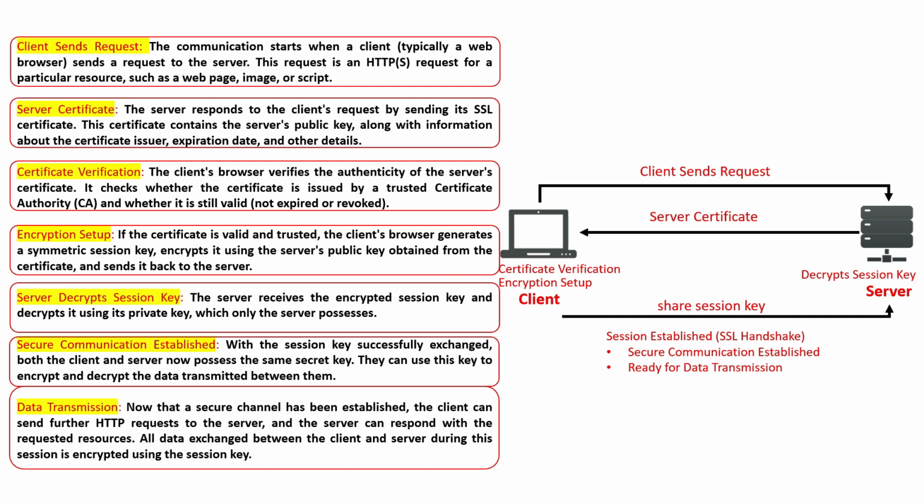Okay, so once they have the same key, then the actual data transmission is executed. So with this session key successfully exchanged, both the client and server now possess the same secret key. They can use this key to encrypt and decrypt the data transmitted between them. So now both have the same key, and they can exchange the data with each other, and that data will be encrypted and decrypted with the help of the same key that is with the client as well as with the server.